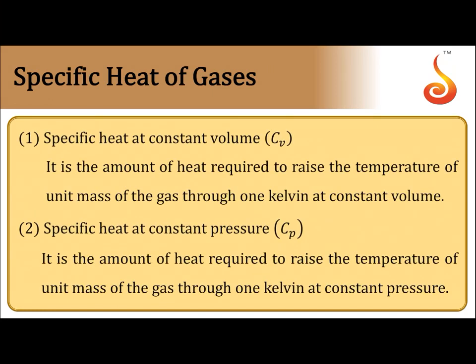Coming to specific heat of gases. Gases can be heated in different conditions. So you can define many number of specific heats for a gas. Out of so many specific heats, these two are important: specific heat at constant pressure and specific heat at constant volume. Specific heat at constant volume is the amount of heat required to raise the temperature of unit mass of gas through 1 Kelvin at constant volume. Similarly, the amount of heat required to raise the temperature of unit mass of gas through 1 Kelvin at constant pressure is called specific heat at constant pressure.